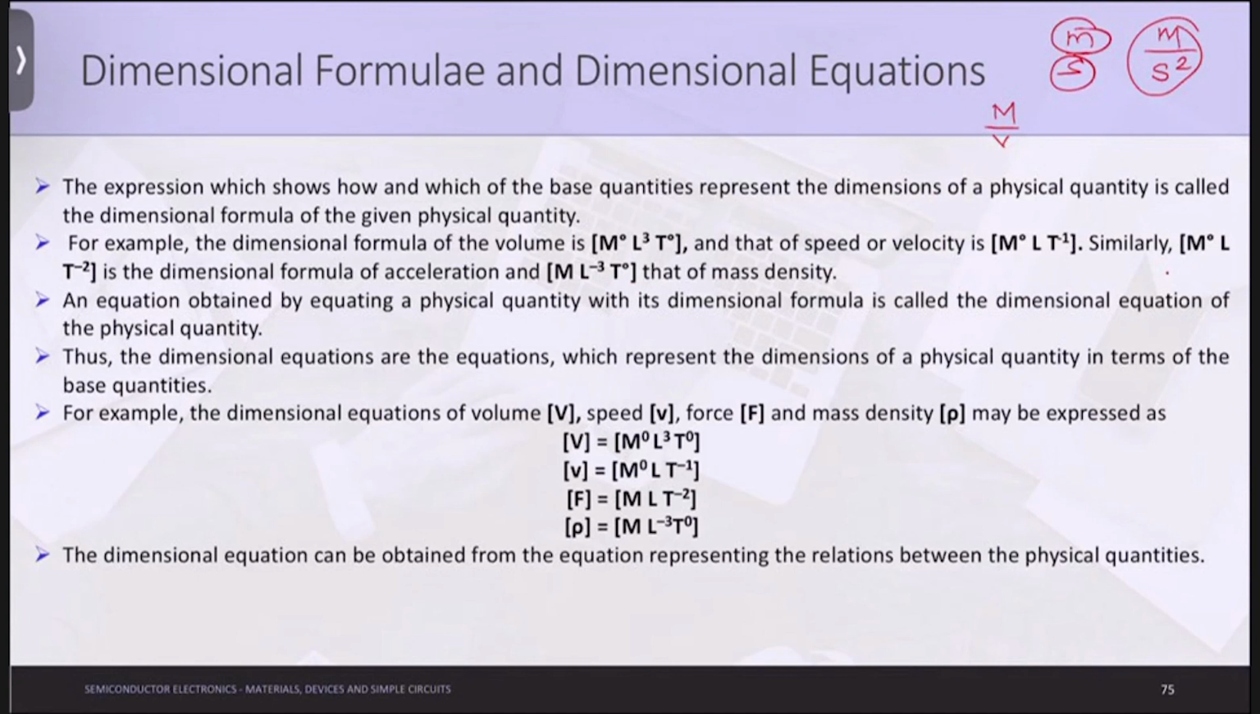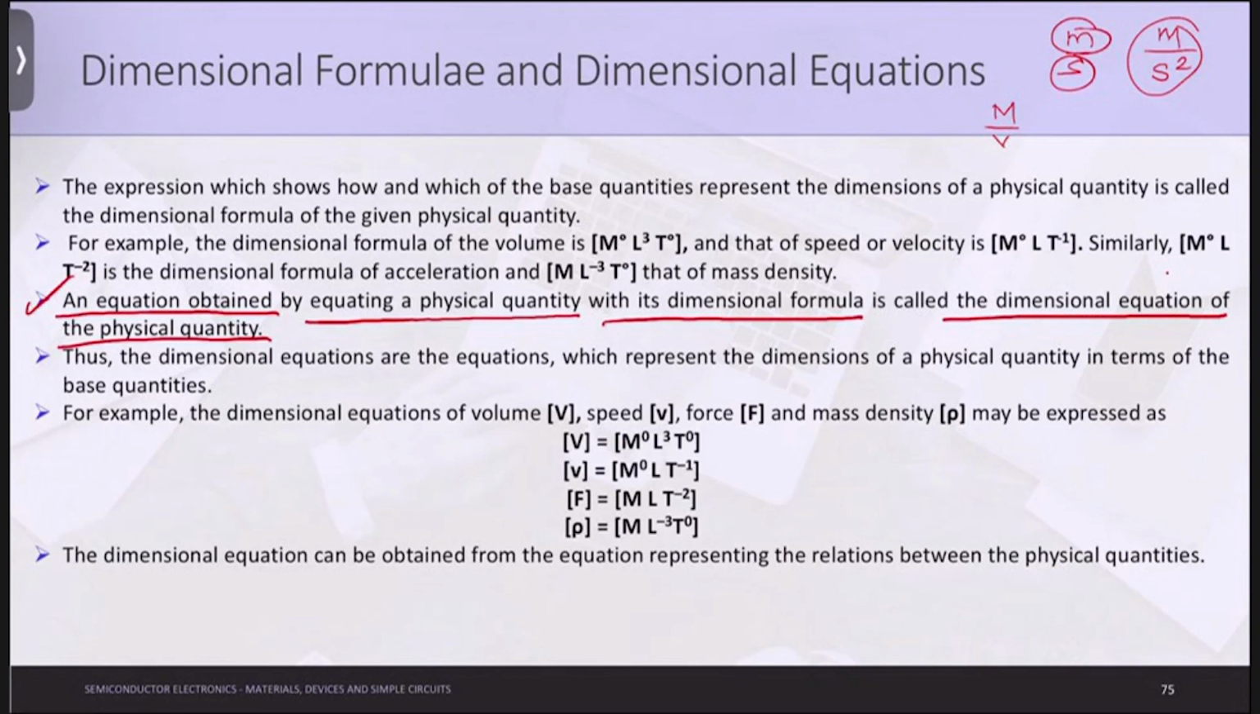Next thing is, an equation obtained by equating a physical quantity with its dimensional formula is called a dimensional equation of the physical quantity. So that is the basic definition of what a dimensional equation is. Let me reiterate: an equation obtained by equating a physical quantity with its dimensional formula is called the dimensional equation of the physical quantity. The examples are put forward in the next lines only.